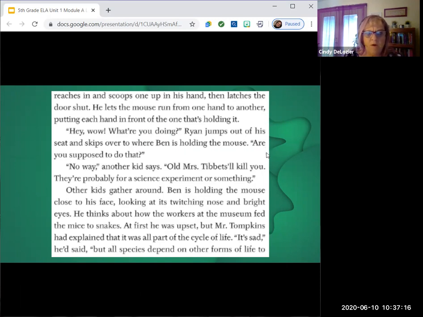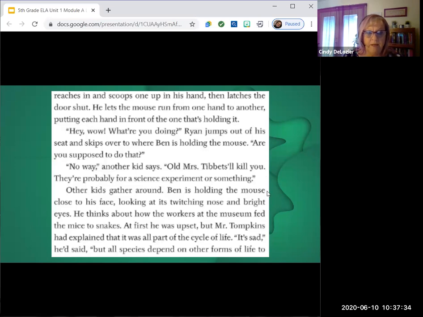Hey, wow, what are you doing? Ryan jumps out of his seat and skips over to where Ben is holding the mouse. Are you supposed to do that? No way, another kid says. Old Mrs. Tibbets will kill you. They're probably for a science experiment or something.